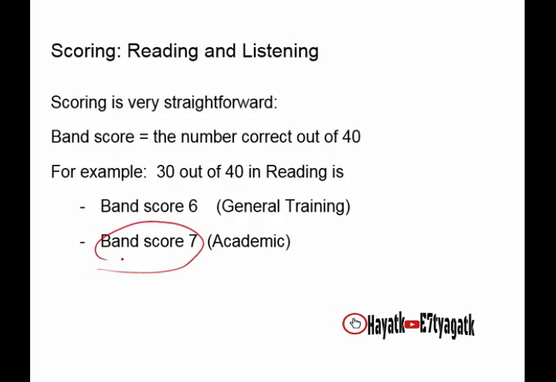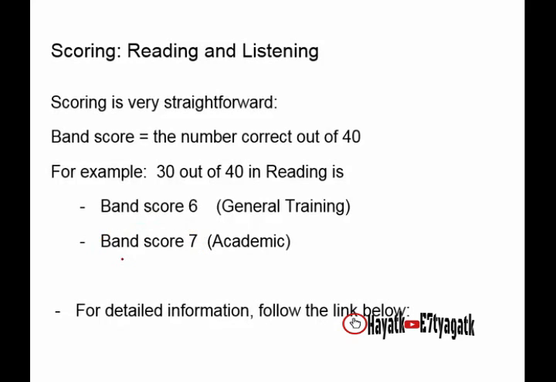They're different exams and they each have their own grading criteria. But just know that it is a table they follow, and the number of correct answers you get out of 40 will be your band score for that section. You can see the tables for academic and general training reading scores and listening scores if you follow the links below.